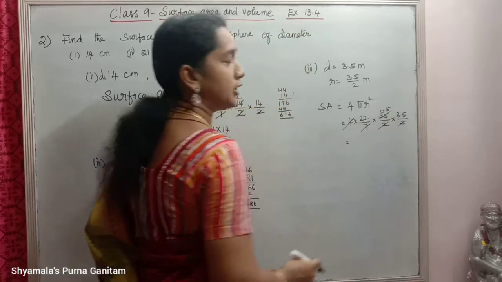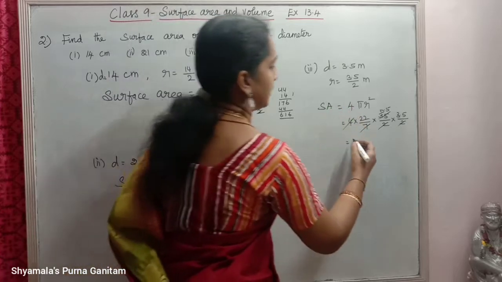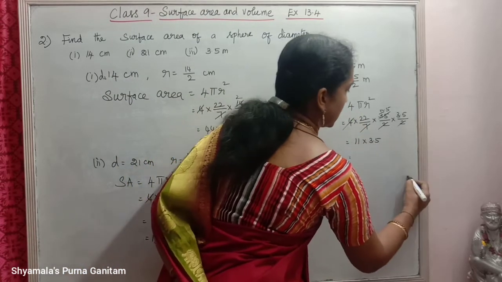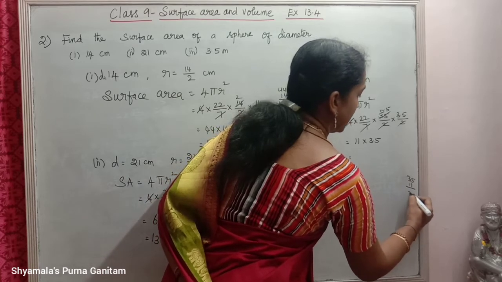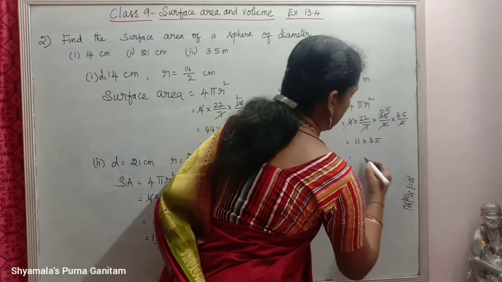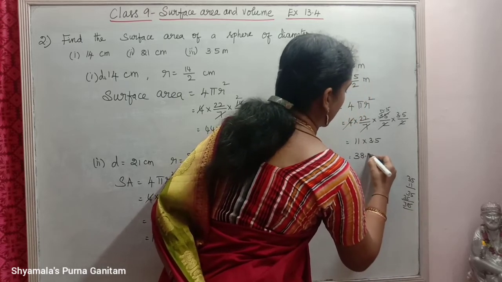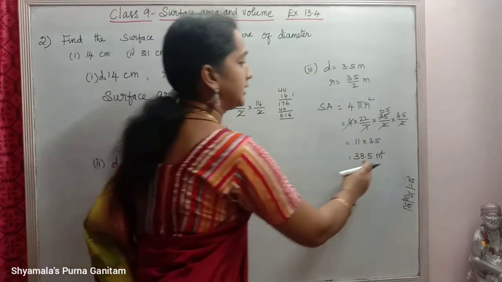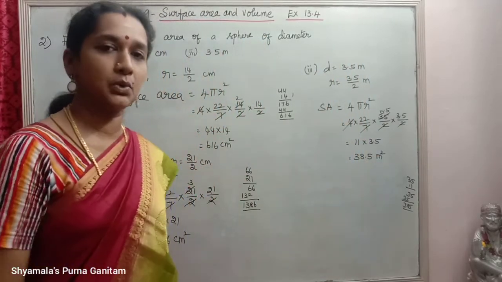So 22 into 5 is 110, one decimal point is there. So 11 into 3.5. So 35 into 11 will be 385. So 38.5 meter square. Since it is given in meter, the unit is meter square.